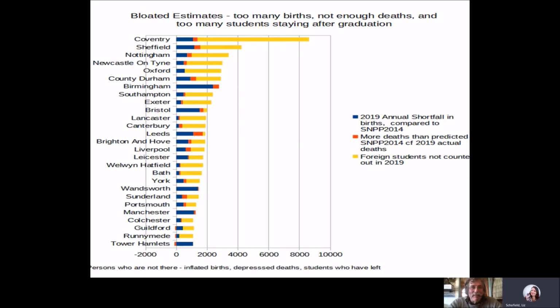And just for example, the very top line is for Coventry. The blue bit is showing the excess births being added into the estimates. The red segment shows the people who have died, who aren't here anymore, who are still shown as being alive in the estimates. And the yellow line shows all the students who graduated and left Coventry, who aren't around anymore after graduation. And the same applies to all those other towns.